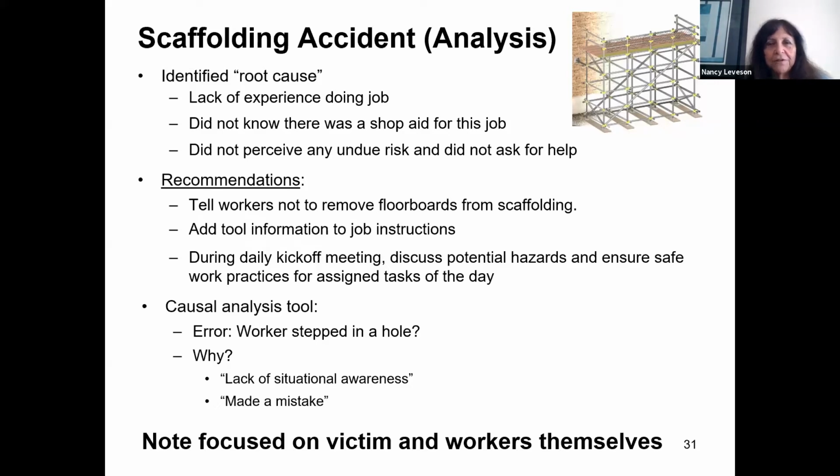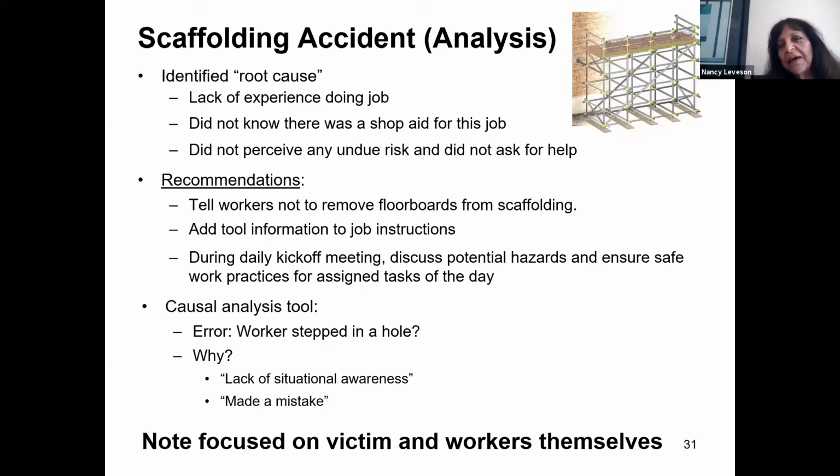So what did the reality chart show? I found this in with the report. They included this reality chart. They said the error was the worker stepped in a hole. Well, yeah. And then it said, why? Lack of situational awareness. That's a fancy phrase, but it just said he didn't know the hole was there. Well, of course he didn't know the hole was there.